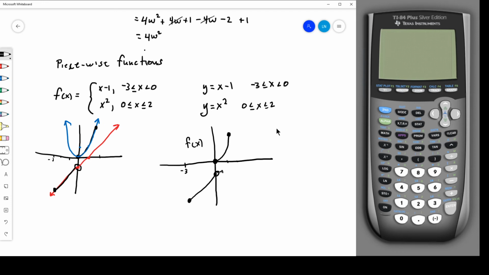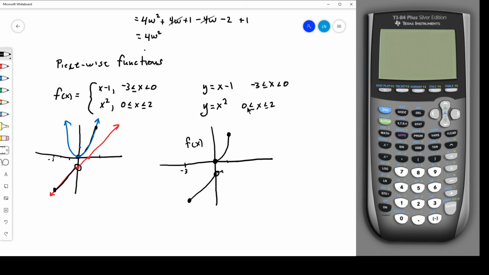Now, why do I have an open circle? Why do I have one open at 0? Why can't I have both of these closed? Well, if both of them were closed, the function wouldn't pass the vertical line test. I would be able to draw a line down the y-axis and there would be two different values of y for one value of x. So I want to make sure that my function does not violate the vertical line test, because then it wouldn't be a function.